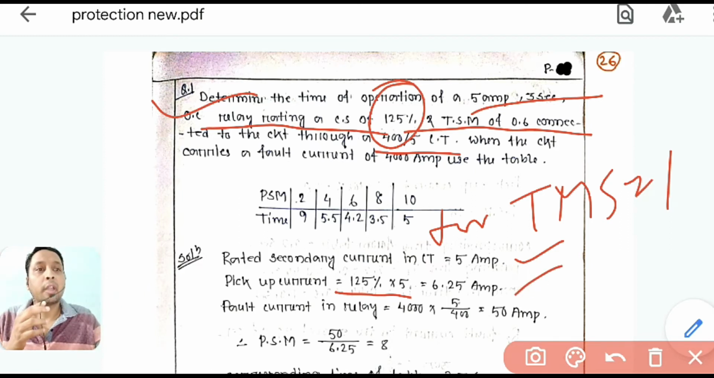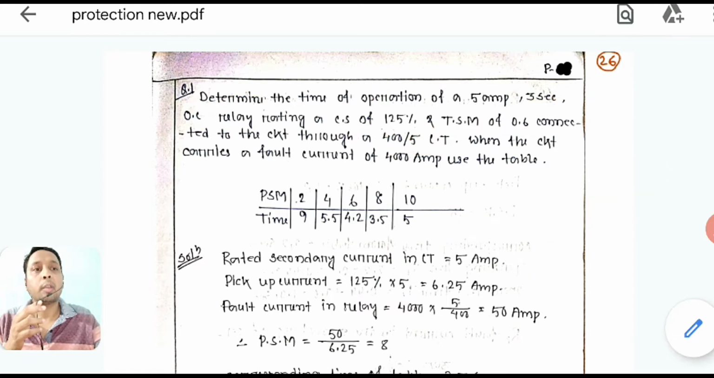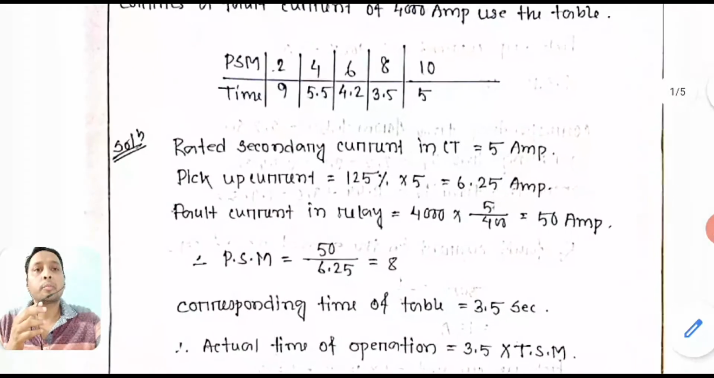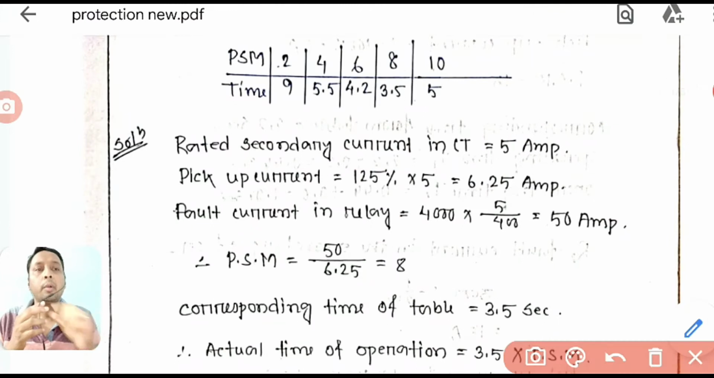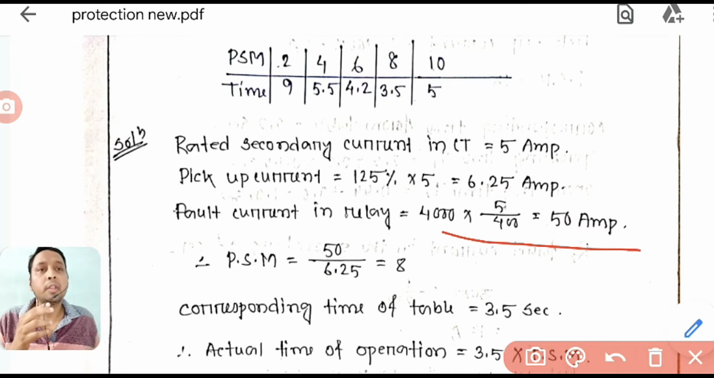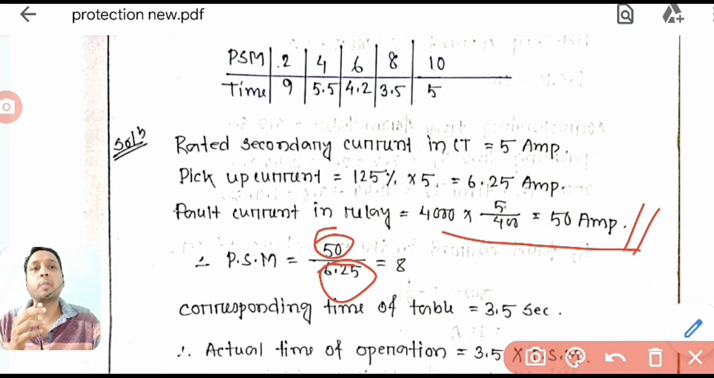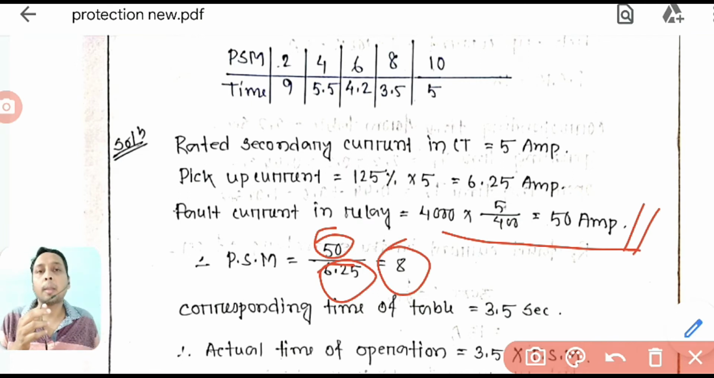Now what is the fault current? Let me zoom it a little bit more. The fault current in the relay is 4000 into the CT ratio 400 by 5, so the fault current is 50 ampere. So what is PSM? Your fault current divided by the set value you have given, 6.25. So your PSM is 8.